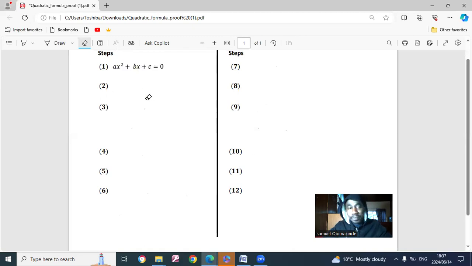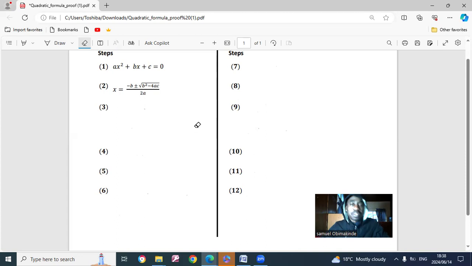In step one, we can see the general form of the quadratic equation here, which is ax squared plus bx plus c equals 0. And in the second step, we'll see the quadratic formula. So this is the quadratic formula: x equals negative b plus or minus the square root of b squared minus 4ac, everything over 2a.